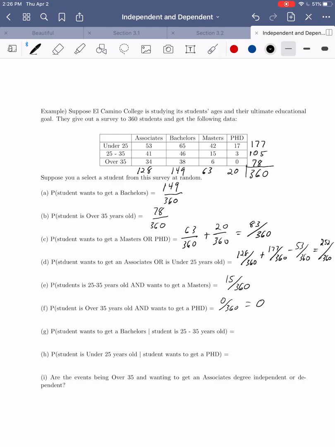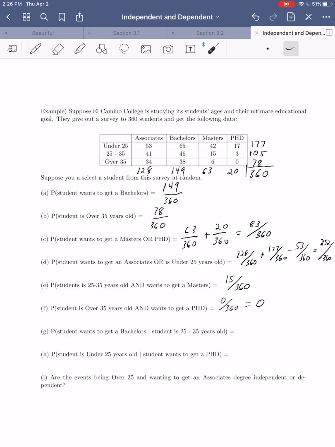This would actually tell us that these two things, being over 35 and wanting to get a PhD, at least according to our data, are mutually exclusive. At least according to our survey, it's impossible to pick somebody out of this survey who is both over 35 and had the goal of wanting to get a PhD.